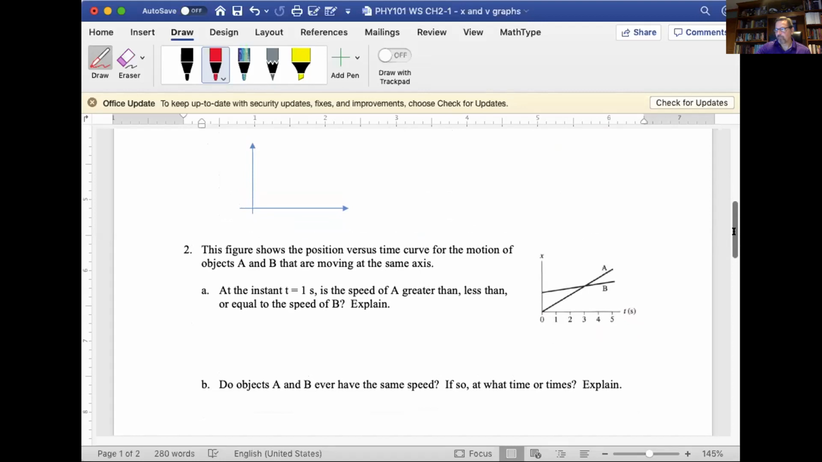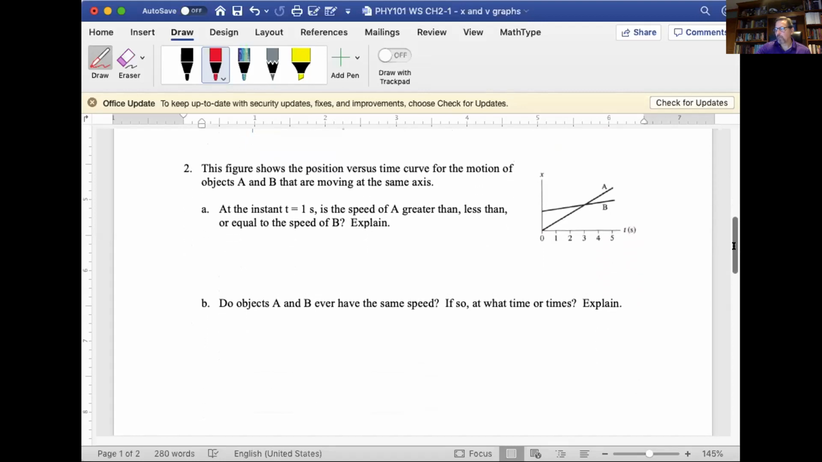All right, hopefully you've got that done. And so now I want to go on to problem 2, and pretty straightforward here. You got two position versus time curves, A and B, and I'm simply asking at the time 1 second, which one's going faster? Is A greater? Is B greater? I guess are they the same? And just take a second to explain why that is.